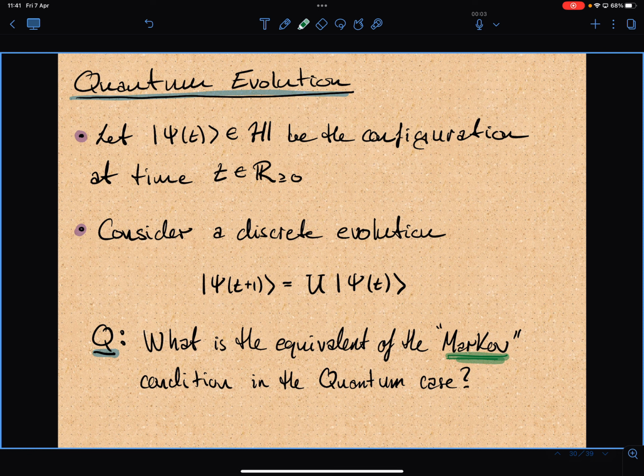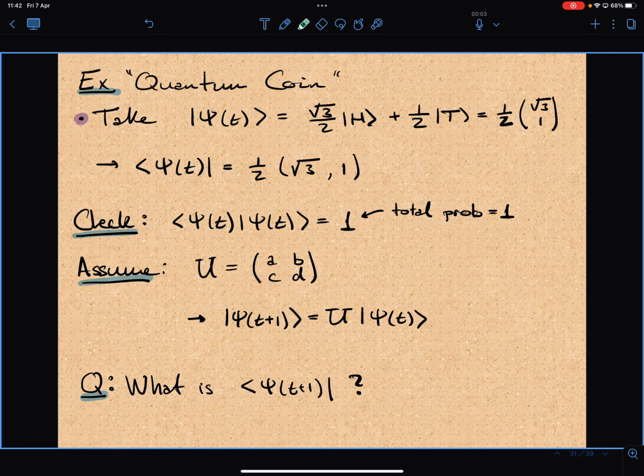The Markov condition is a condition so that probability is conserved. We don't lose any probability. In this case, that's what we want to determine: what's going to be the condition on U so that probability is conserved. I'm going to look specifically at this quantum coin, starting from this configuration that we saw.